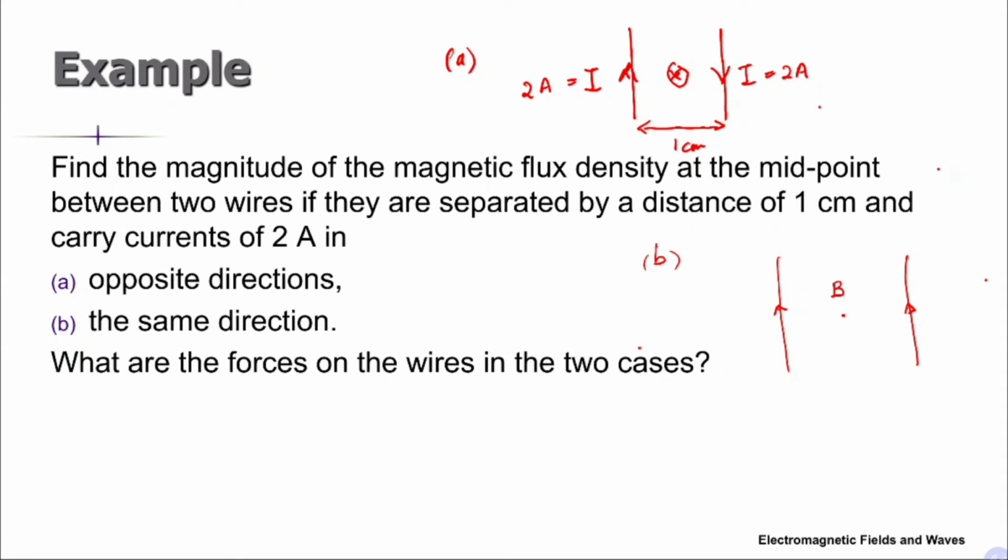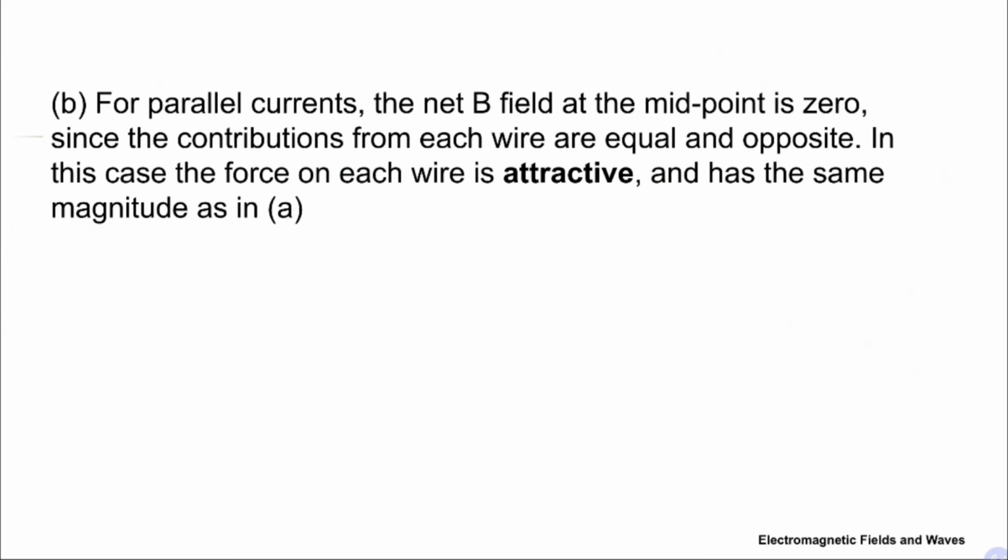You can see that they are the same current. If you wrap your hand around wire 1, you find that the flux is going into the page. And if you wrap your hand around wire 2, you find that the flux is coming out of the page. Therefore, they are of the same magnitude, and they cancel each other out. So in part B, the magnetic flux at the midpoint will be 0.